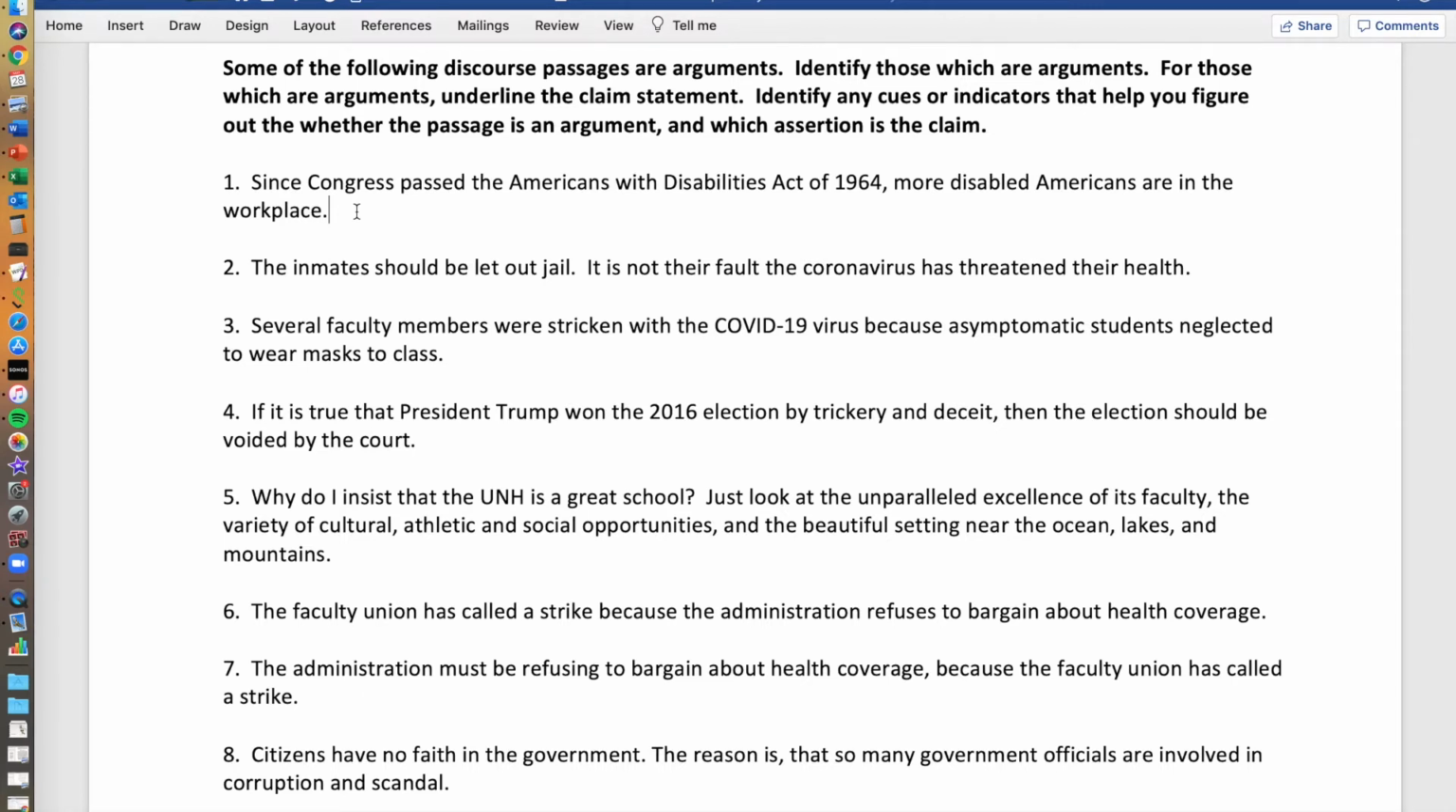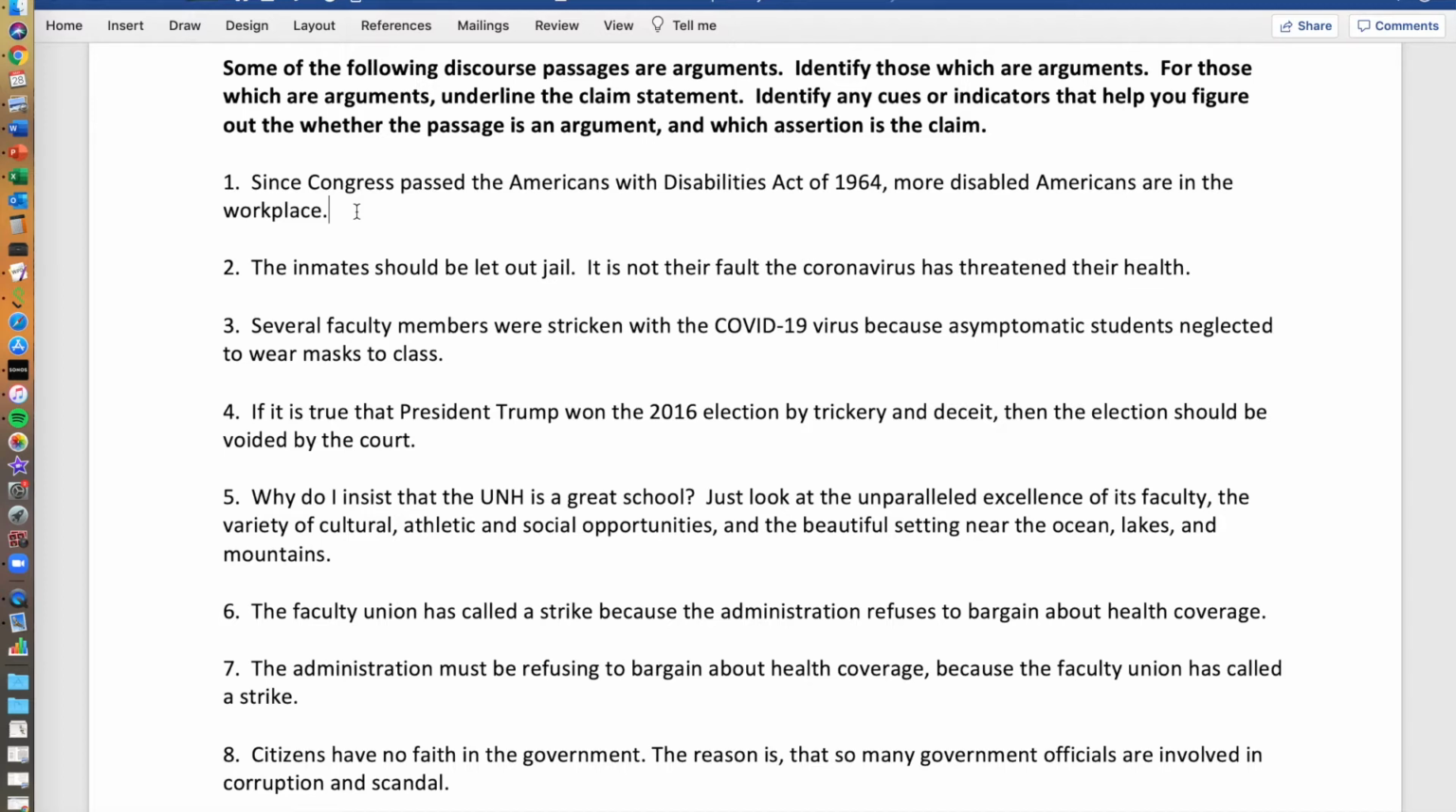But when you look at these two assertions together, if they are two assertions, right, you would have to be saying that the statement, Congress passed the Americans with Disabilities Act of 1964, proves that more disabled Americans are in the workplace. And in fact, there's no evidence that supports that claim based on that kind of evidence. If this was an argument and you needed to prove that more disabled Americans are in the workplace, you would need to show something like, for instance, statistics comparing 1964 to the present day and showing that the number of disabled Americans in the workplace had increased, right?